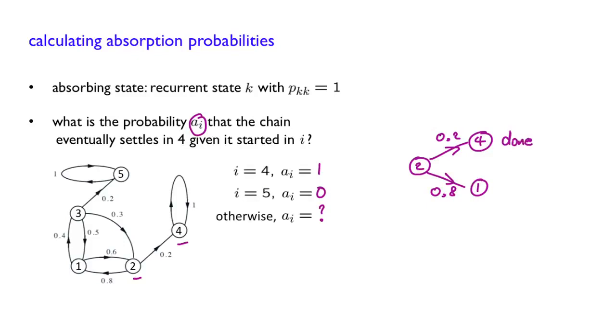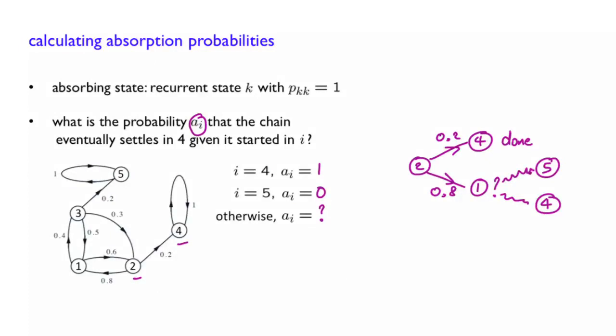You reach 4. But in the second case, you arrive in 1. And what happened next? You don't know. But what you know is that from that state, either eventually you go and get trapped in 5, or you go and eventually get trapped in 4. What are the probabilities of these events?